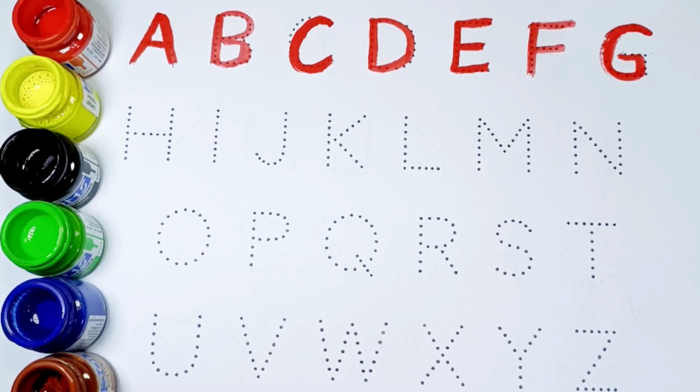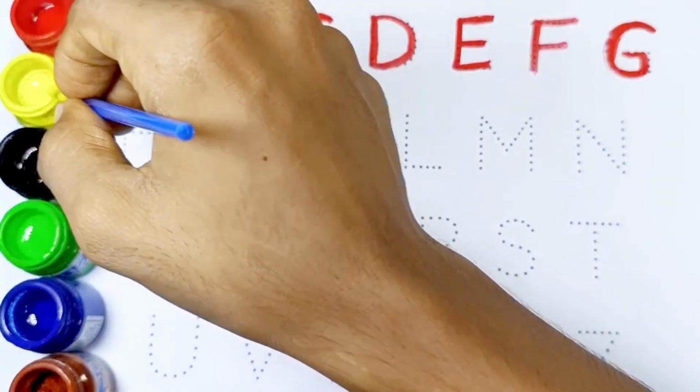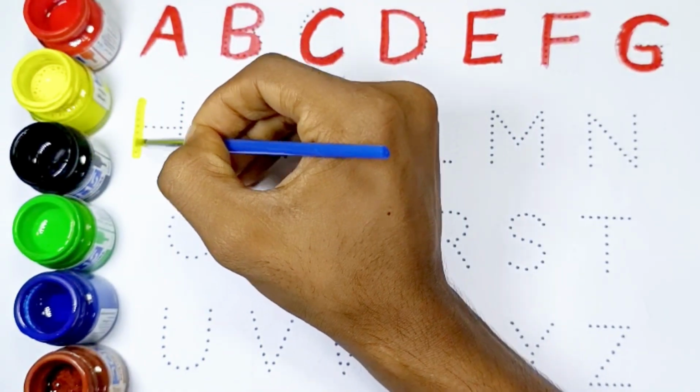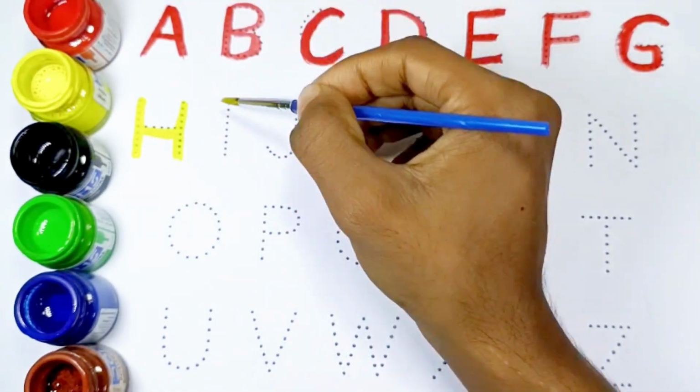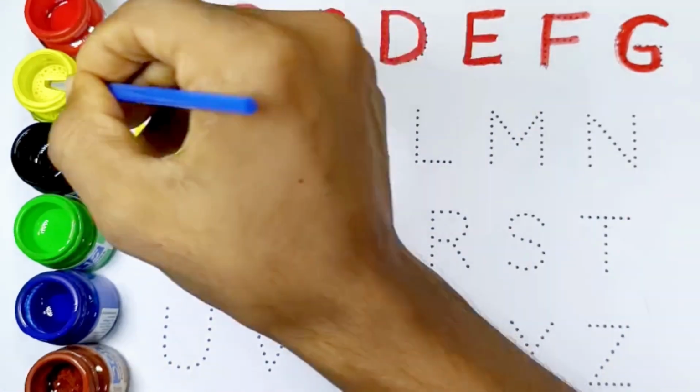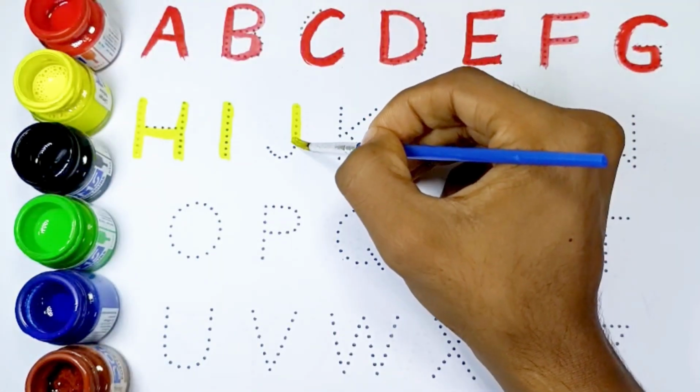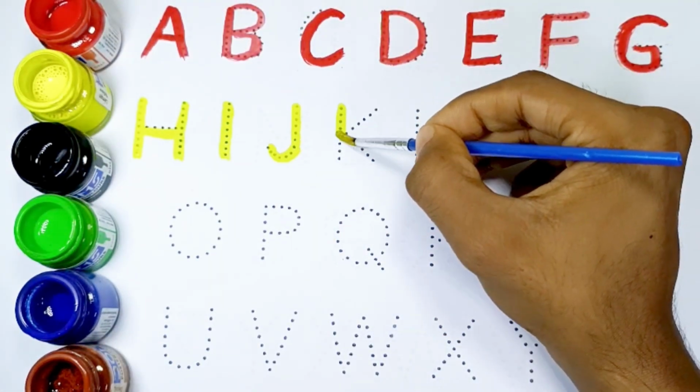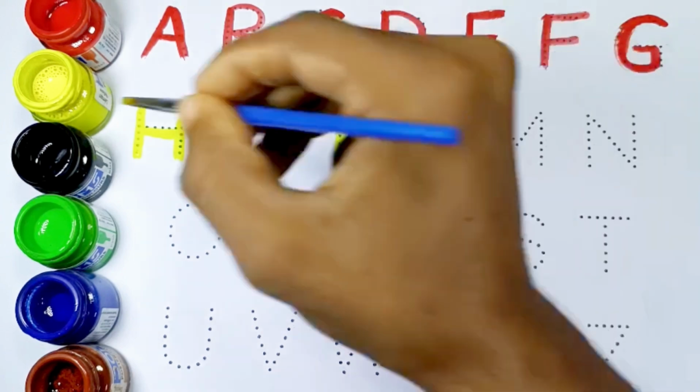G for God. Kids, now you draw H, the alphabets of H, and use yellow color. H for helicopter. I for ice cream. J for joker. K for king.